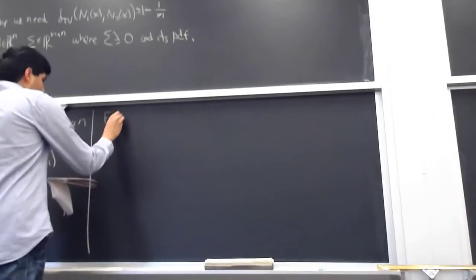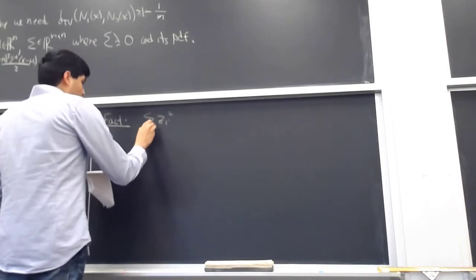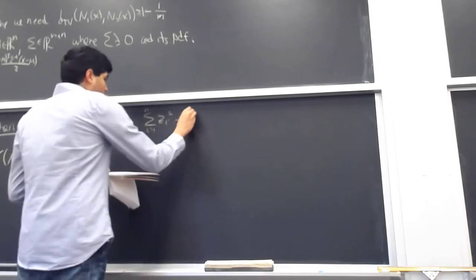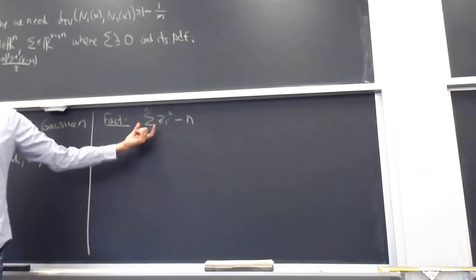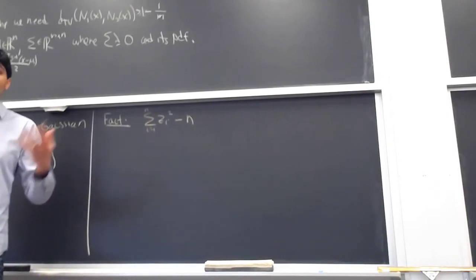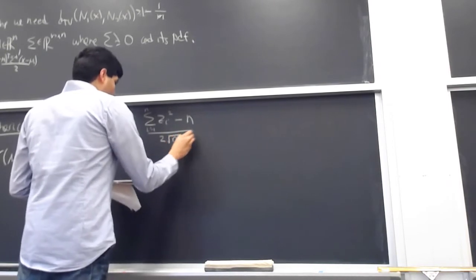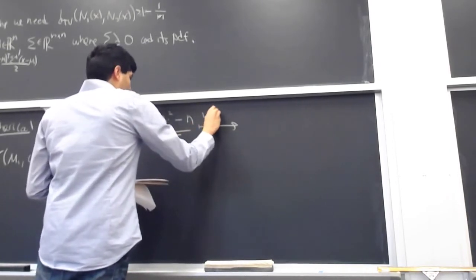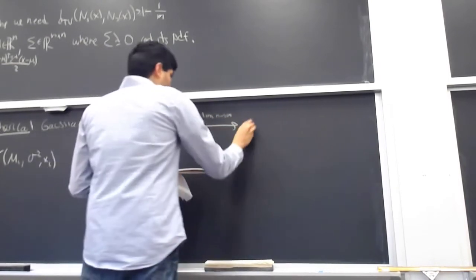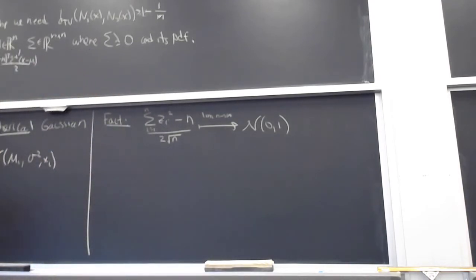So the key fact about chi-squared distributions is that the summation of zi squared, i from 1 to n, minus n, remember the expectation of this is n, because each zi squared has expectation 1 by virtue of being a standard Gaussian. So you subtract off its mean, and then the key point is you normalize by 2 root n, and that converges as n goes to infinity to a standard Gaussian.